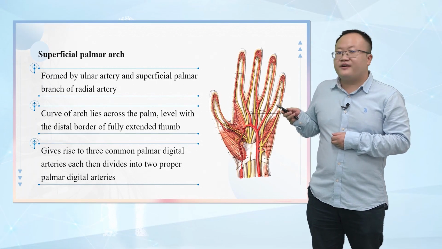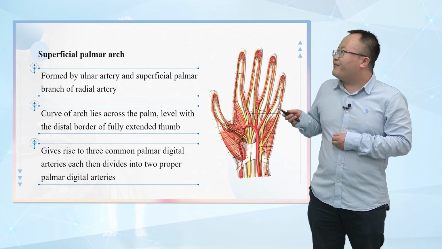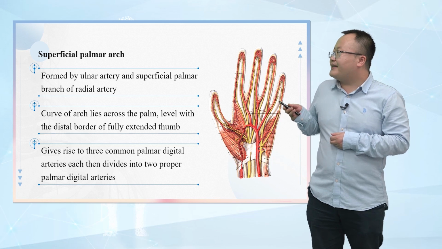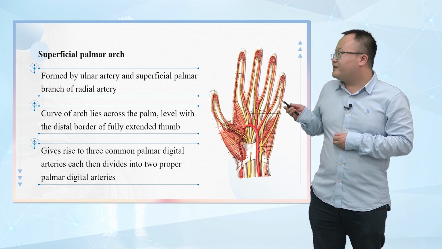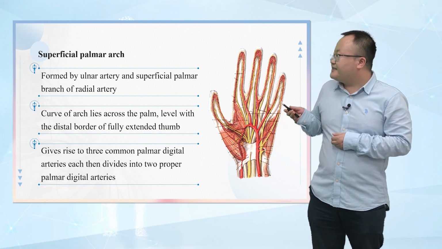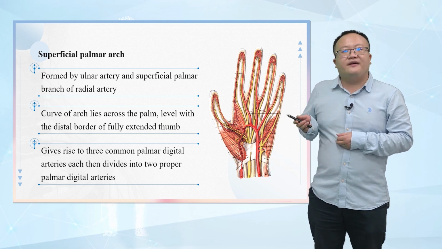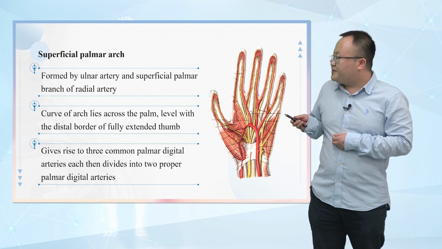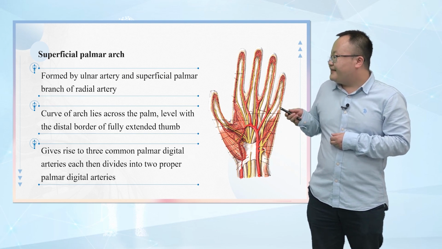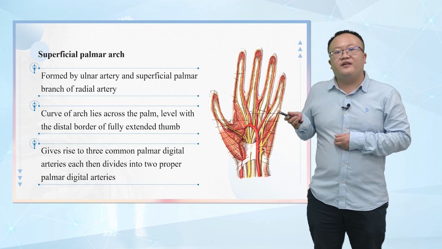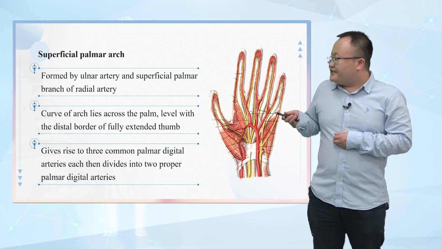The superficial palmar arch is formed by the ulnar artery and the superficial palmar branch of the radial artery. Its curve or arc lies across the palm, level with the distal border of the fully extended thumb, and gives rise to three common palmar digital arteries, each then divided into two proper palmar digital arteries.